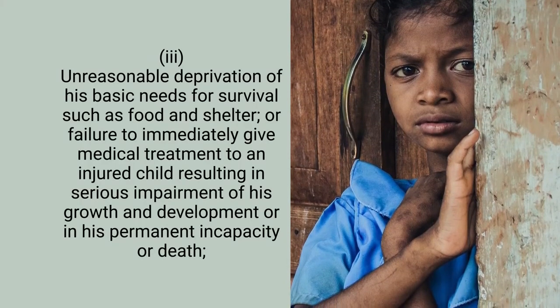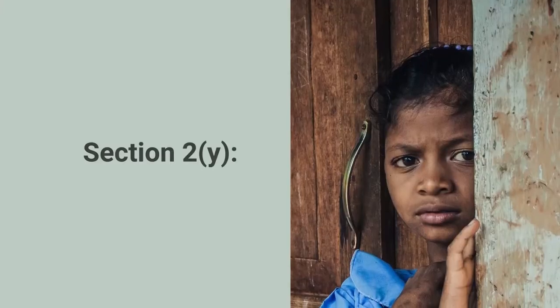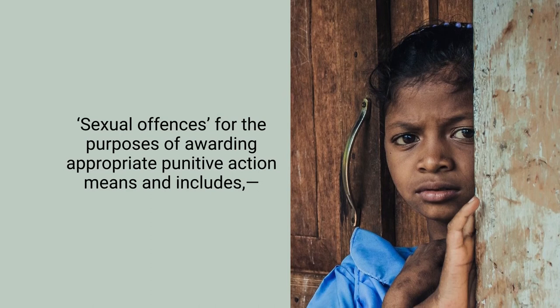Then unreasonable deprivation of his basic needs for survival such as food and shelter, or failure to immediately give medical treatment to an injured child, resulting in serious impairment of his growth and development, or in his permanent incapacity or death. So this is another point. If you unreasonably deprive a child of the basic need of shelter, home, food, well-being, then you come under this section. Or you say that I will not provide you medical care, which is very important for the child's growth. Or something can injure the child, and that injury can lead to permanent incapacity or sometimes death, and you do not provide the child with medical help, then this is a case of child abuse.